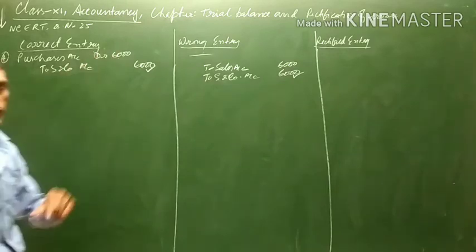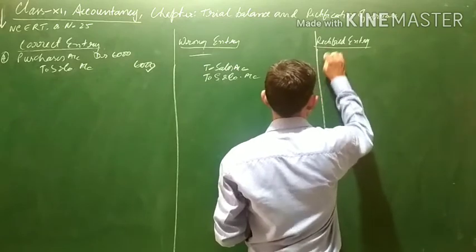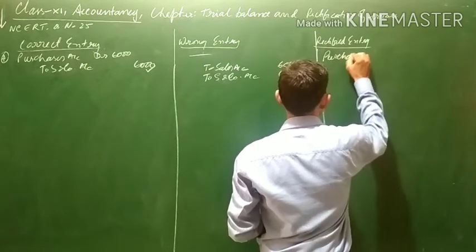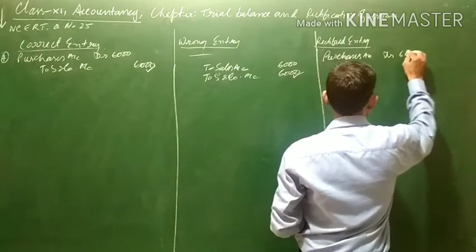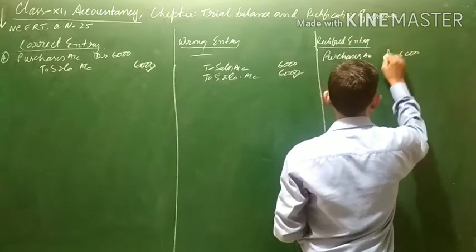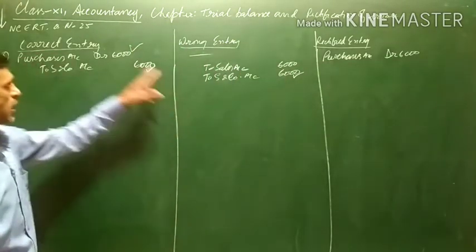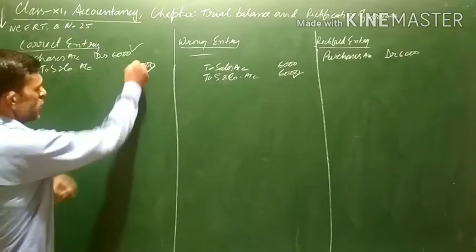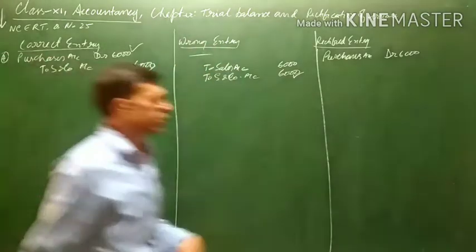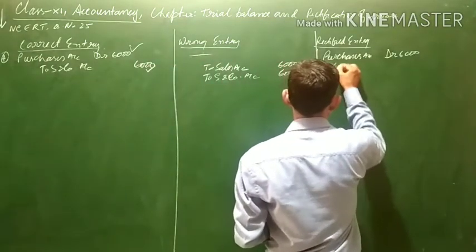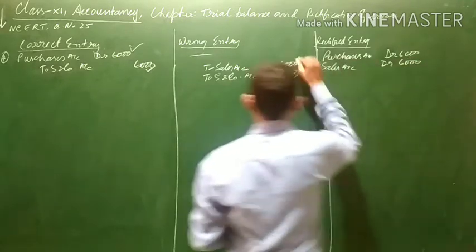Purchases account should have been debited. It has not been debited, so we will debit purchases account. Entry will be purchases account debit 6,000. Now, sales account has been credited, but as you can see from the correct entry, there is no need to credit sales account. In order to cancel the sales, we will debit sales account, 6,000. Now this is also over.